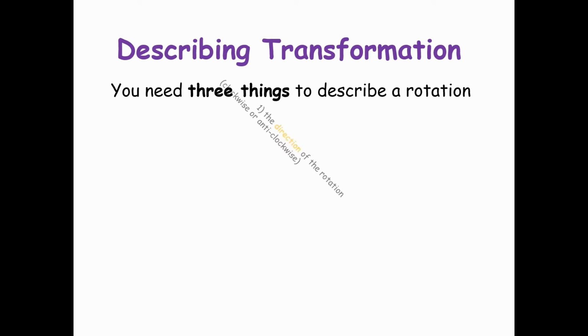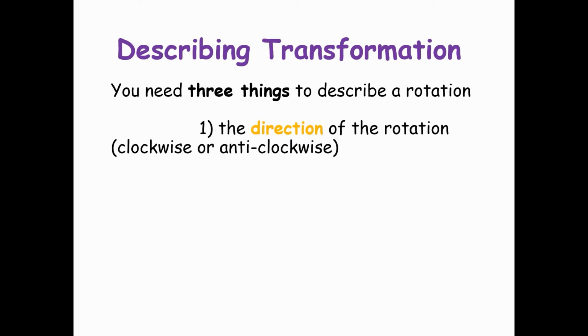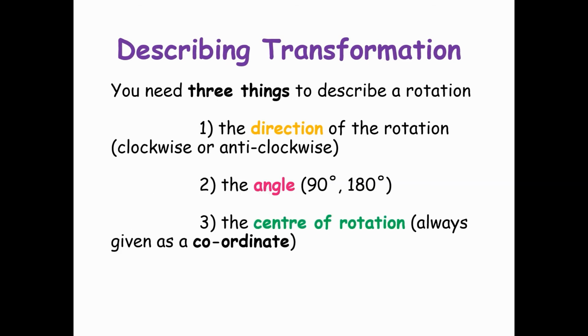So first, the direction, whether it is clockwise or anti-clockwise. Remember that in case of 180 degrees, there's no need to write the direction of the rotation. The second part is the angle, either 90 or 180, and the last thing is the center of rotation, always given as a coordinate. So these are the three things that we need to give. So we need to give the direction, the angle, and center of rotation.